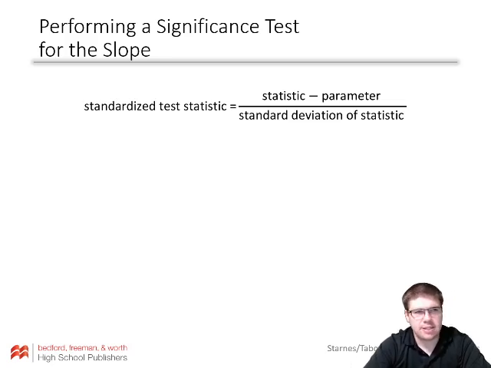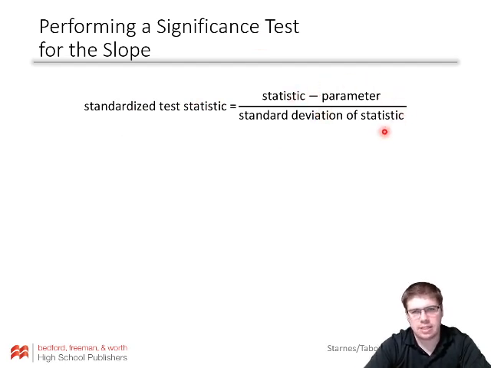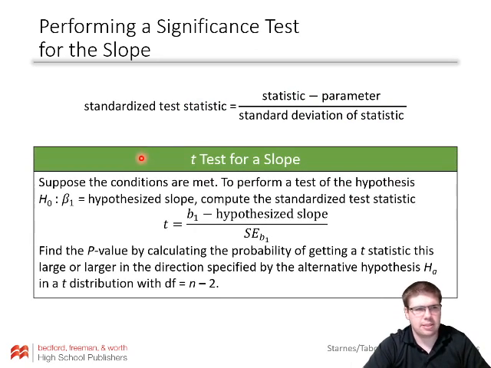Hey, AP Statistics. So in this third part of section 12.1, we're going to go ahead and perform a significance test for the slope. And so we're going to follow our standardized test statistic, which is equal to statistic minus parameter divided by standard deviation of statistic format, or standard error of statistic, really. And so in this case, we're going to perform this type of test.